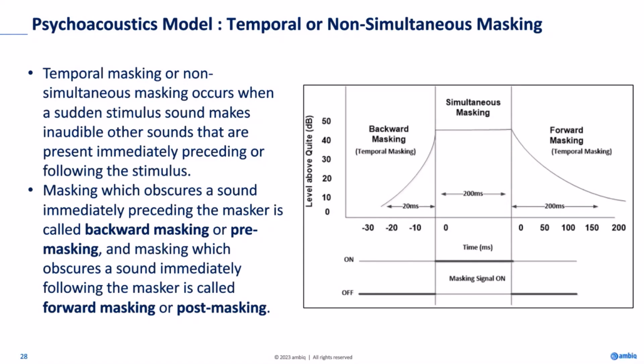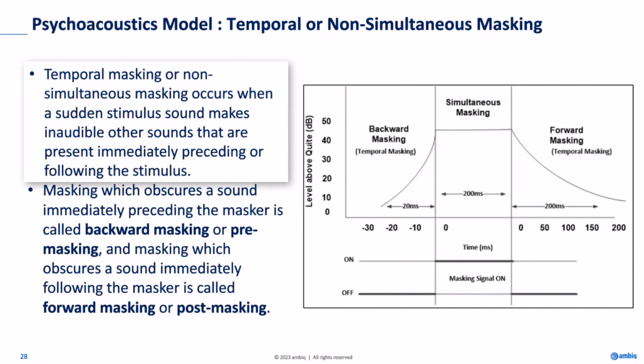Backward masking is characterized by this time constant. Temporal masking, or non-simultaneous masking, occurs when a sudden stimulus sound makes inaudible other sounds that are present immediately preceding or following the stimulus.